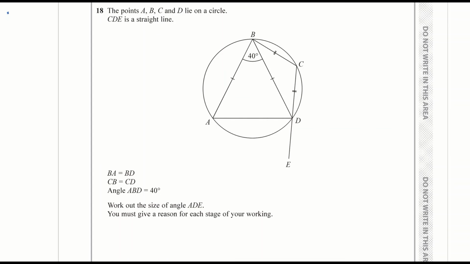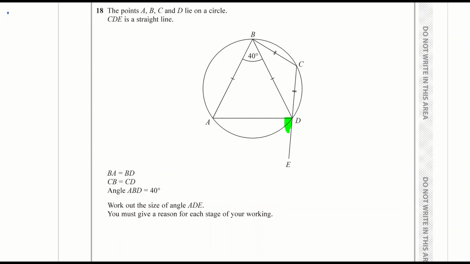Question 18. The points A, B, C, D lie on a circle. C, D, E is a straight line. Further information we have here is BA is equal to BD, CB is equal to CD, and the angle ABD is 40 degrees. Work out the size of the angle ADE. So basically, we are trying to find the size of this angle in here marked in green. So that's what we're trying to find, the size of that green angle.